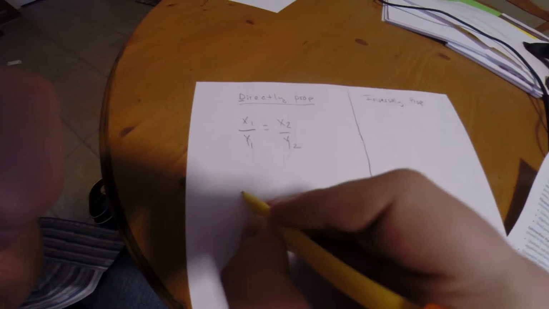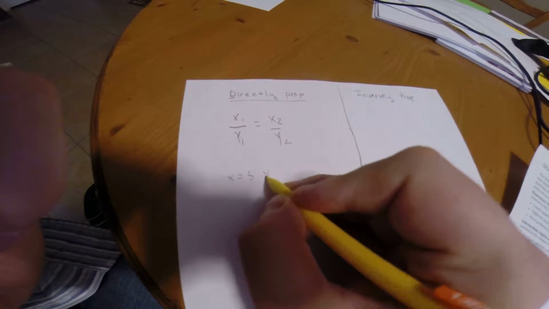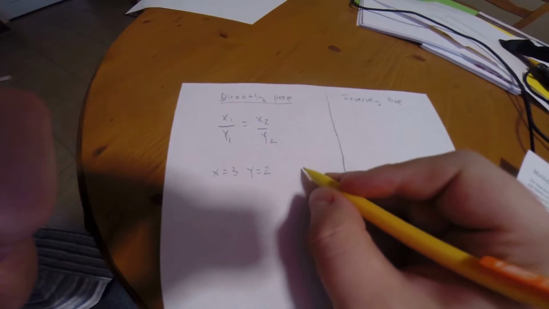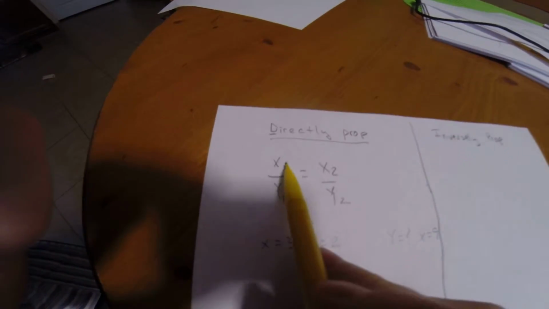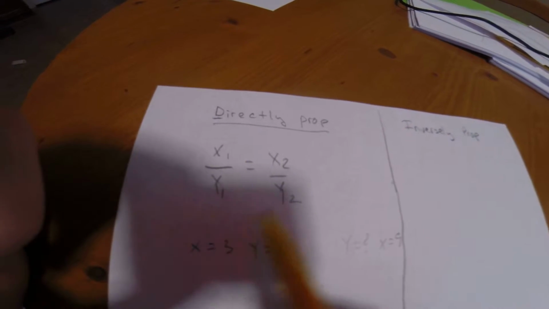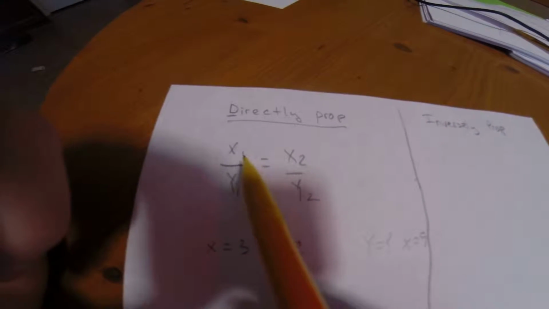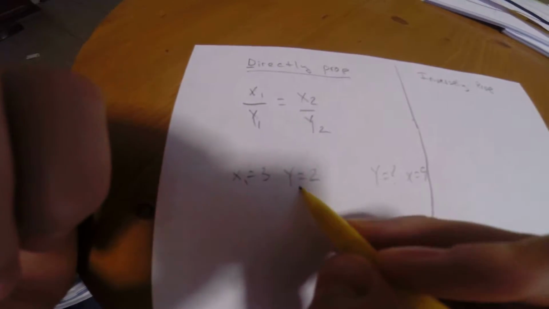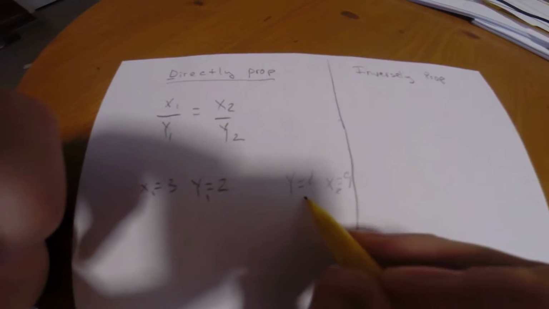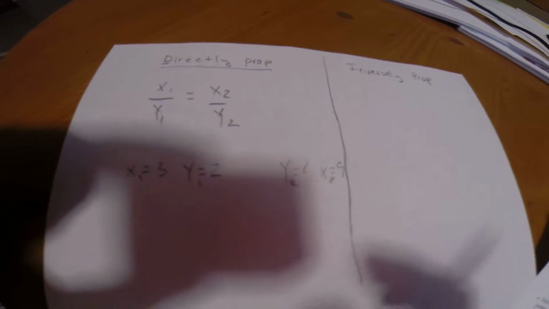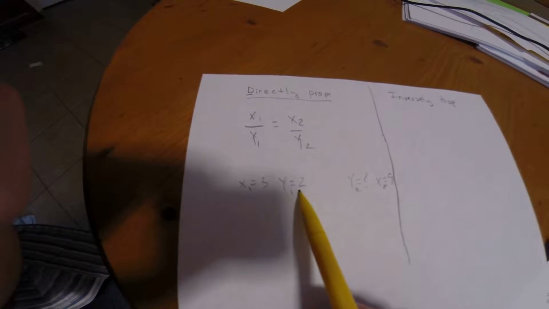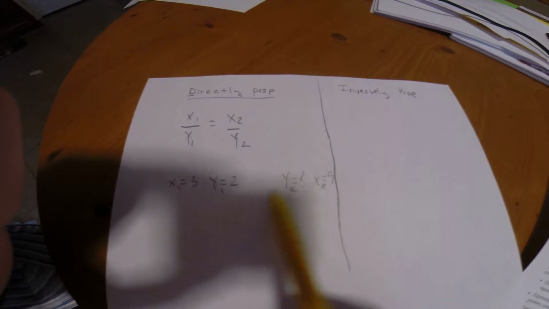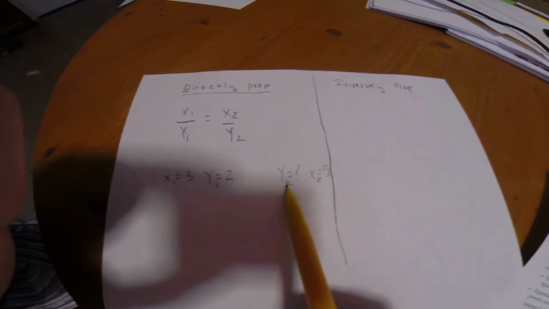So x is 3, y is 2. What is y when x is 9? Okay, now x1, y1, x2, y2, these are relative to whatever you want to call them. So I'm just going to call this x1, y1, this is x2, y2. Does it really matter what you call what? Not really. You just have to be consistent. So whatever you call x1, the other one has to be y1. If we switch, this would have been x1, this would have been y1. You can't mix and match. That would be wrong.